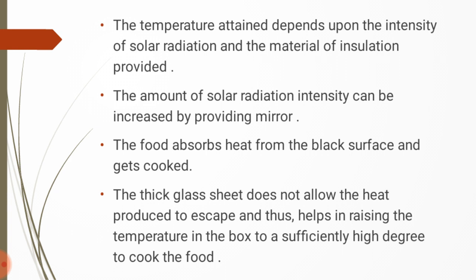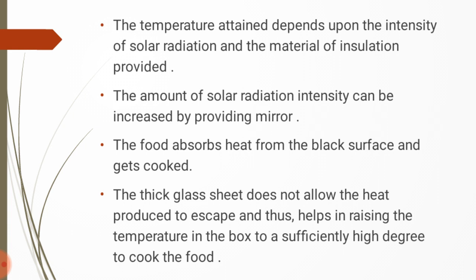That means, as we saw in the construction part, the plane reflector mirror is used to increase the collector area of the solar cooker so that the maximum amount of solar radiation intensity can be achieved. The food absorbs heat from the black surface and gets cooked. That means there is an outside box, the wooden box, and this wooden box is coated with black paint inside. In that, the containers are placed, and the containers are blackened outside, and this black surface absorbs the maximum amount of heat and the food gets cooked.